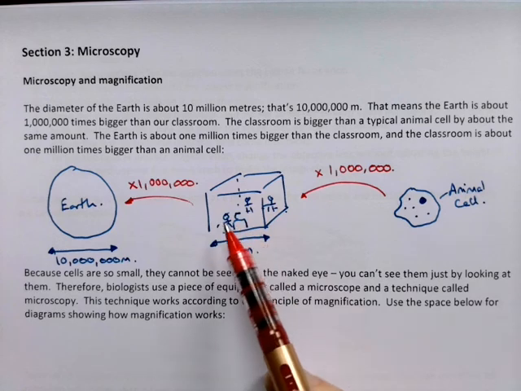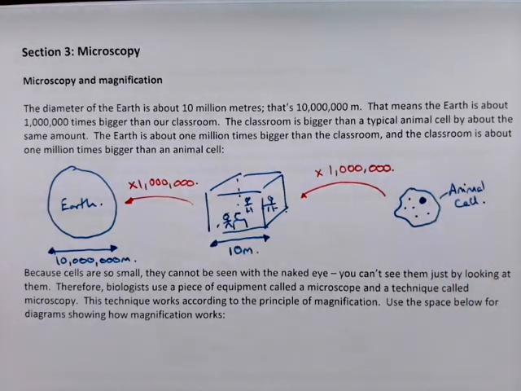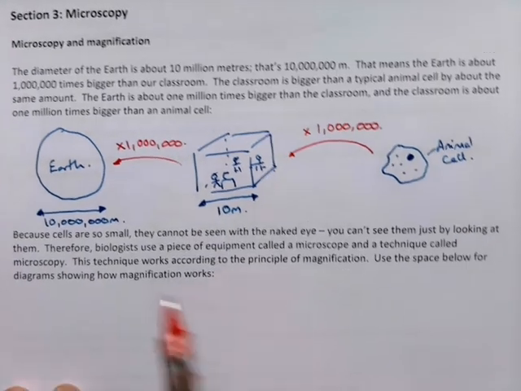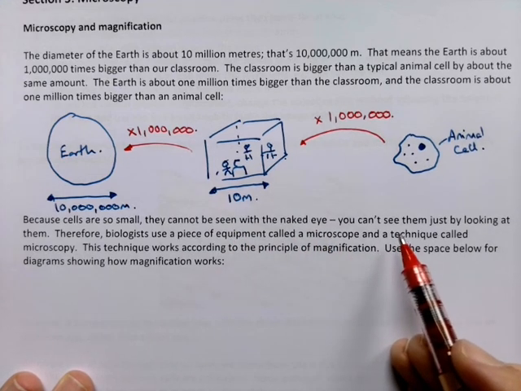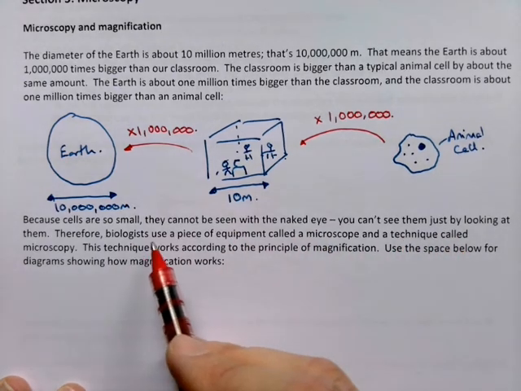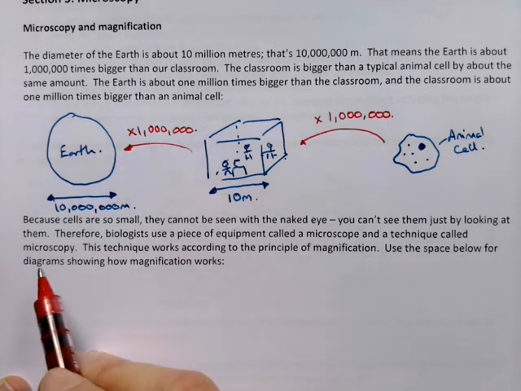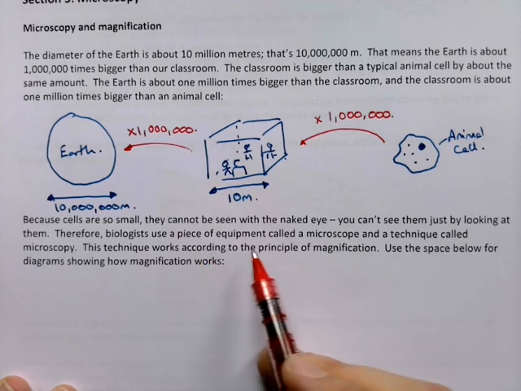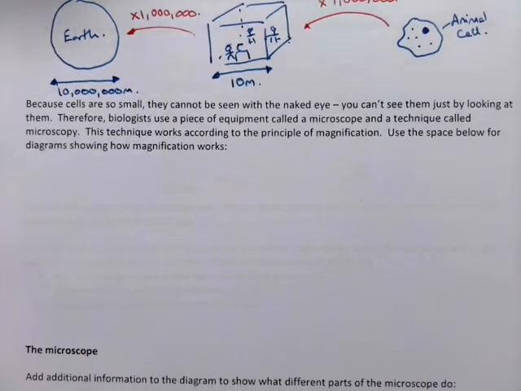So if we're in our classroom, can we see animal cells? No, we can't. So that's why we need to use a microscope, because cells are so small they cannot be seen with the naked eye. You can't see them just by looking at them. Therefore, biologists use a piece of equipment called a microscope and a technique called microscopy. This technique works according to the principle of magnification. So, how does magnification work?